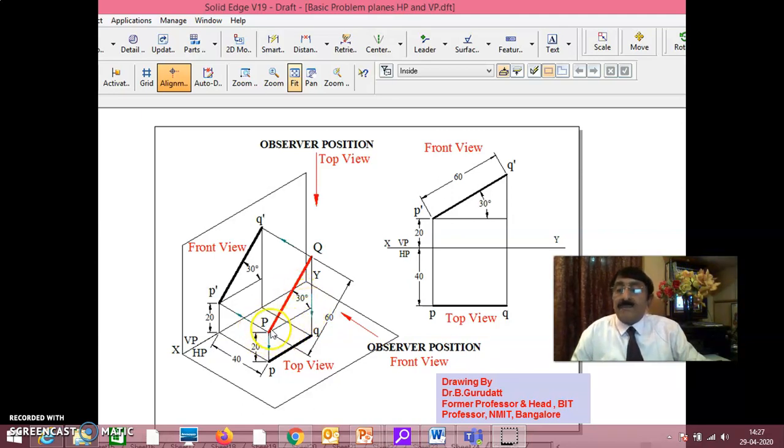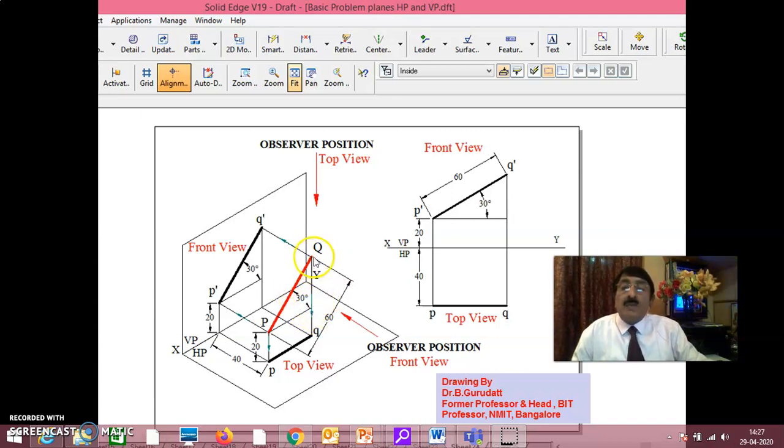Fixed point is P. Moving point is Q. Keeping 30 degrees constant, I'll start rotating this way. That is, Q I'll start moving towards VP. As a result, you are getting an inclination to VP also. Now it is inclined to VP also. In the same way, the fixed point is P, the moving point is Q. I'll move this way also. Move this way, but the inclination to HP is the same. When I move this point Q towards the observer also, what you should know is the inclination to HP remains the same.